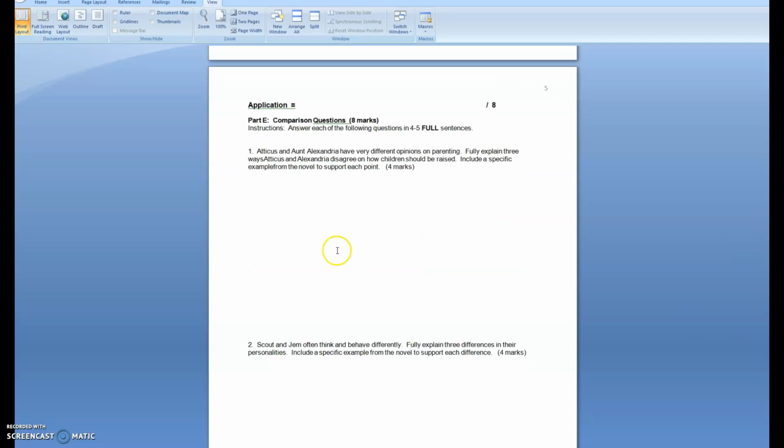Then we've got comparison questions. So in this case, in the novel To Kill a Mockingbird, I'm asking the students to compare 2 different characters and their different parenting styles. So I could ask you to compare 2 characters in our novel, The Great Gatsby, and to tell me the similarities and differences in their personality, for example. I could ask you about 2 different locations in the book and ask you to compare them. Or I could ask you about 2 different ideas that pop up in the book and ask you to compare them. But just be prepared to compare and to show me similarities and differences. I would say these questions probably will require about 4 or 5 sentences.